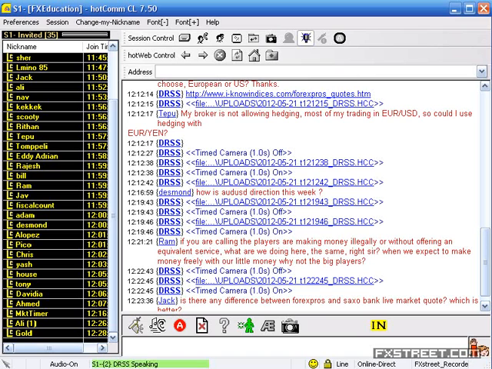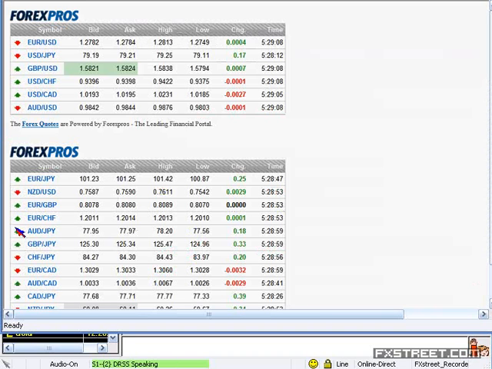My broker is not allowing hedging, and most of my trading is in Euro. So could I use hedging with Euro Yen? Yes, if hedging is not permitted, if that facility is not available, then suppose you have got a buy position in Euro, try to choose a cross where Euro is the numerator, like Euro GBP, Euro CHF or Euro Yen and things like that.